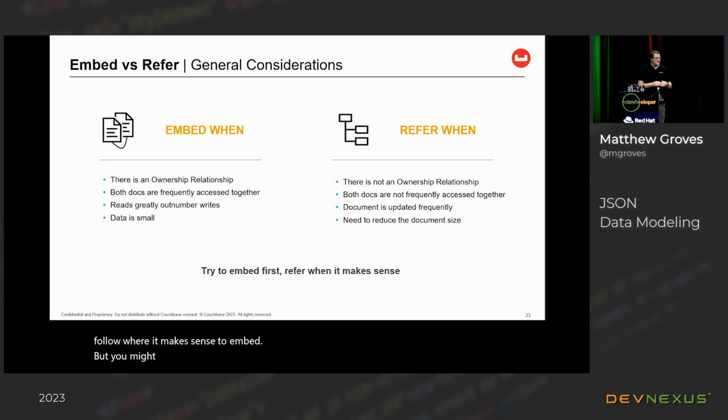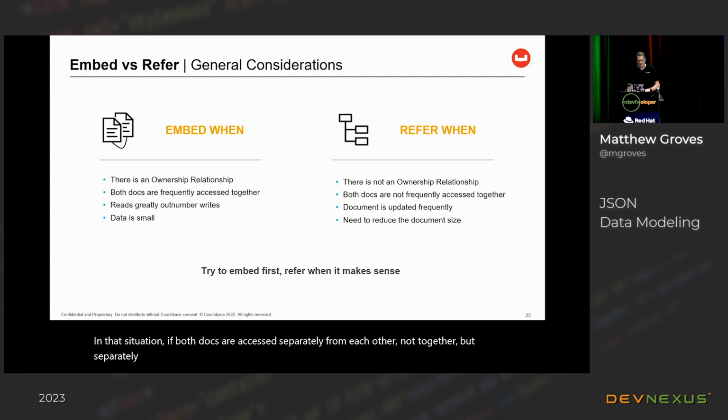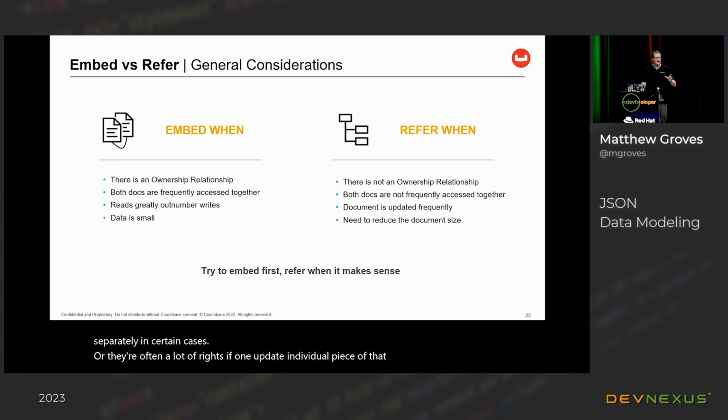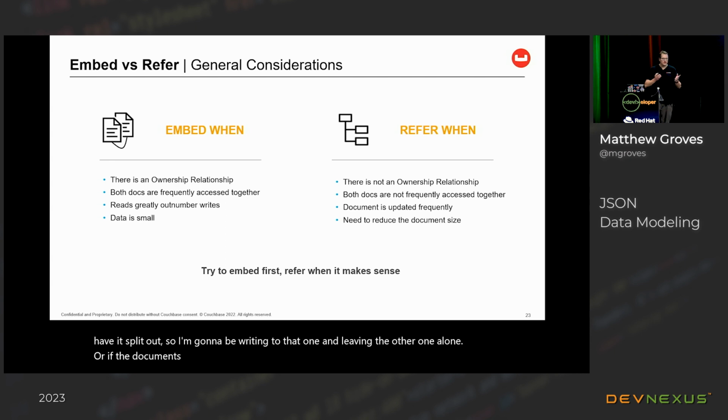But you might want to refer, to have separate pieces of data, if A is related but doesn't own B. There's some sort of aggregate root concept, if you've read the domain-driven design book before, that kind of applies here to modeling as well. In that situation, if both docs are accessed separately from each other, not together, or there are often a lot of writes. If I want to update an individual piece of that document, I want to have it split out, so I'm writing to that one and leaving the other one alone. Or if the document size needs to be reduced, I want to split it up as well. But my recommendation is, again, when in doubt, embed, consolidate first. That's just the rule of thumb with JSON modeling.